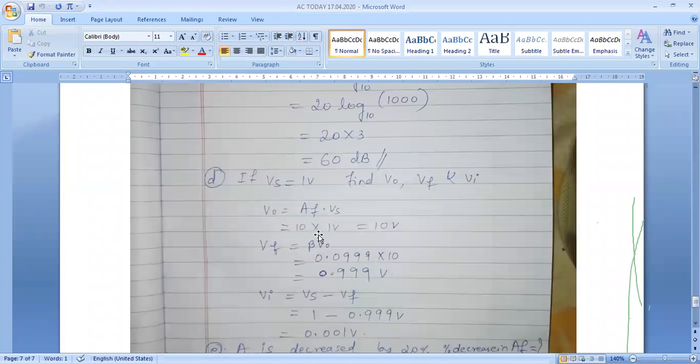Now this fourth part, he has given the source signal here. Vs is given as 1 volt. From this you have to find V0, Vf and Vi.